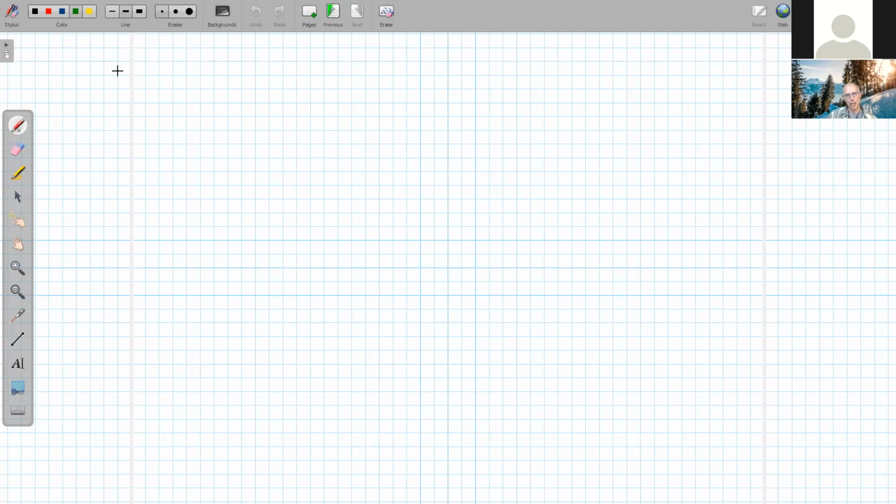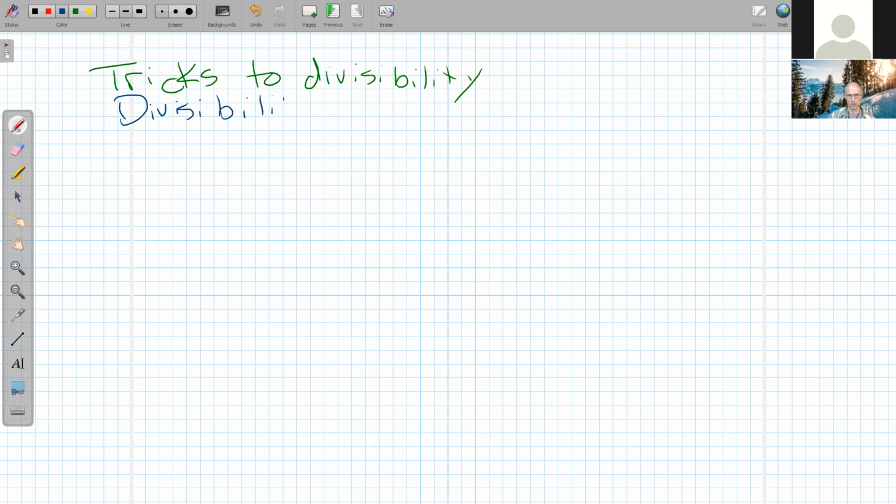So there are a lot of tricks to divisibility, and we'll take a look at a few here. Sometimes they're called divisibility tests. And what that means is you can look to see if a number is divisible without actually dividing. So with the divisibility test, we usually don't actually divide. We don't carry out any kind of long division.